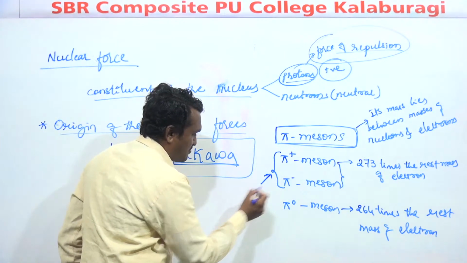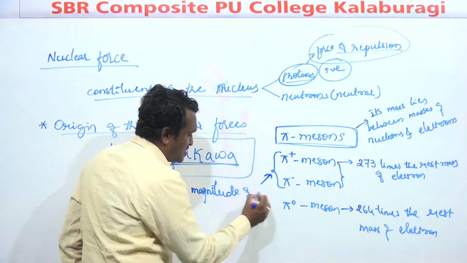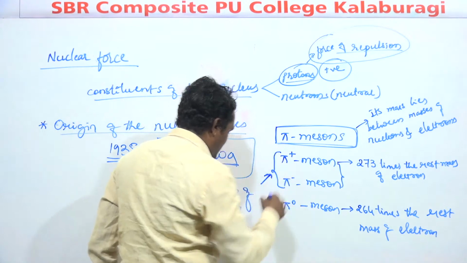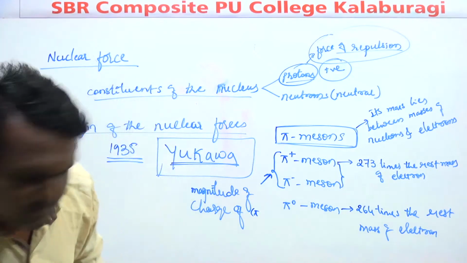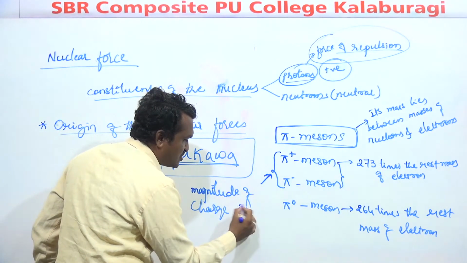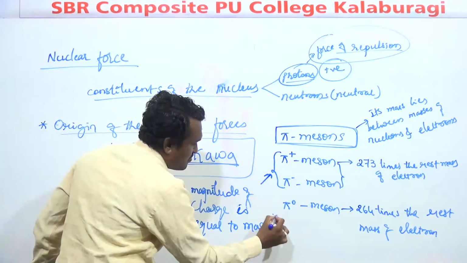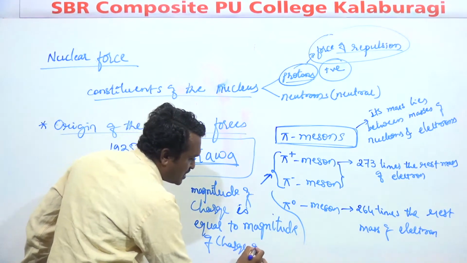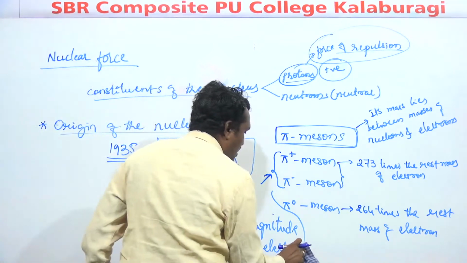So the magnitude of charge of the pi plus and pi minus meson is equal to the magnitude of charge of the electron.